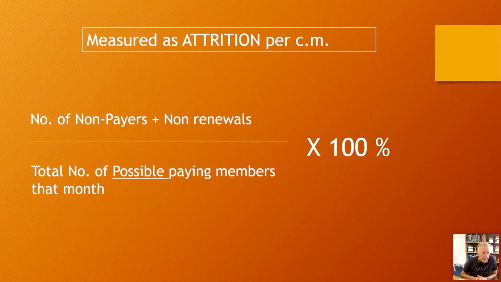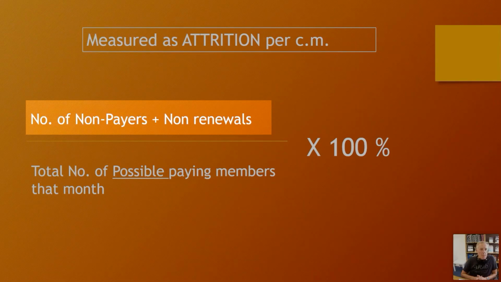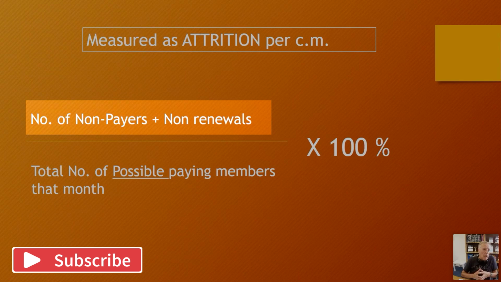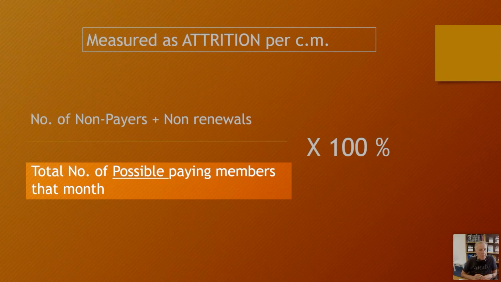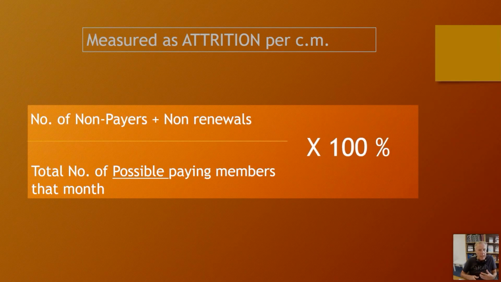The formula is, on the top line, the number of people who stop paying you and the number of people who didn't renew. They were advanced payers whose contract term or lump sum had reached the end of its payment life and they were expected to renew. So the top level are the people who no longer are paying you, the club. And underneath that are the base level members, which is the total number of possible paying members in that month. And we multiply that fraction by 100 to get a percentage.